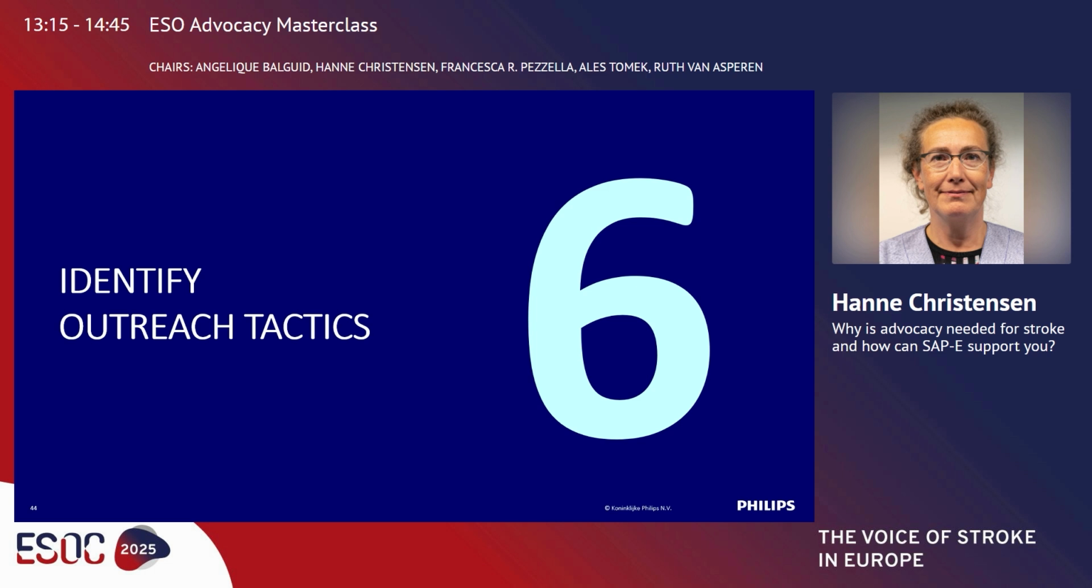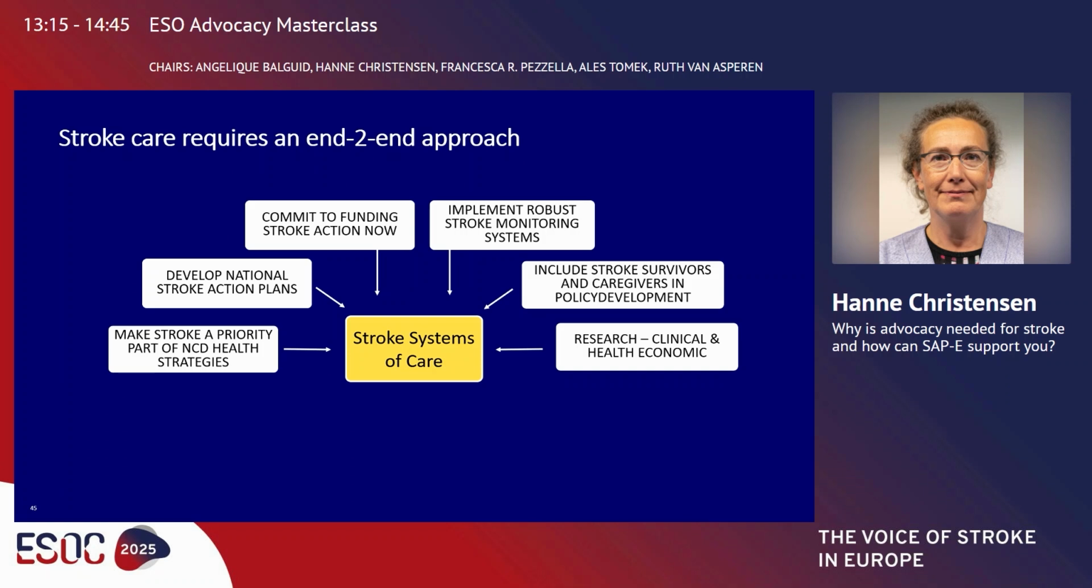Okay, so let's speak a little bit about outreach tactics and understanding what the steps would be. We spoke already about the multifaceted elements that play a role in reaching a better system of care. It's about making stroke a priority as part of your NCD health agenda. It's about developing national stroke action plans, which you've been doing, right? Committing to funding to act now. Implementing robust stroke monitoring systems, including stroke survivors and caregivers in policy development, but also capturing the data and showing the results. And that's a really important one.